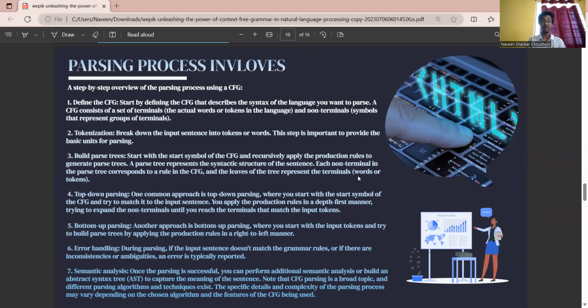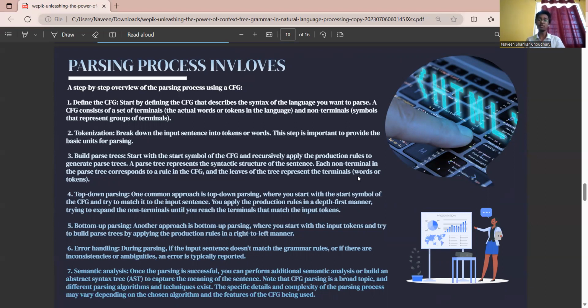Next, we build the parse trees by starting with the starting symbol of the CFG and recursively applying the production rules to generate parse trees. A parse tree represents the syntactic structure of the sentence. Each non-terminal in the parse tree corresponds to a rule in the CFG, and the leaves of the tree represent the terminals, or the words of the tokens.